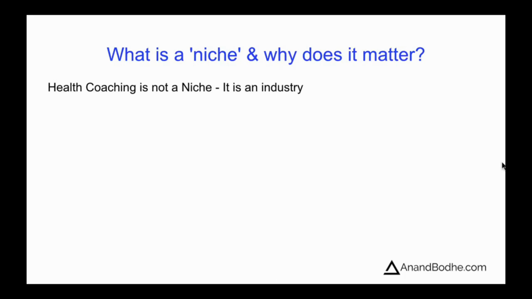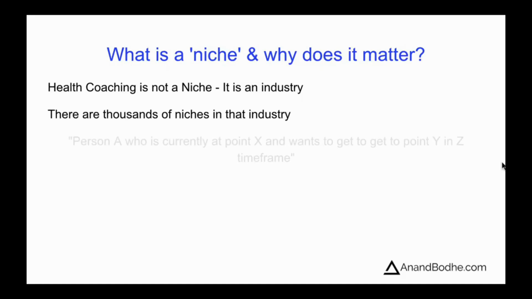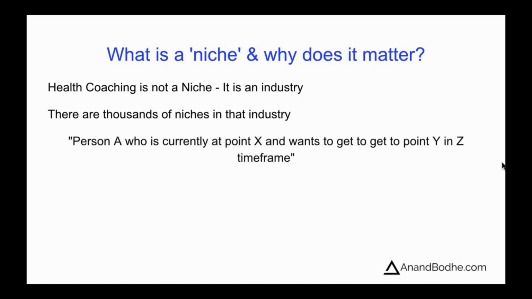Now let's take an example. Let's talk about the health coaching industry. Health coaching is not a niche really, it's an entire industry. And there are literally thousands, maybe millions of niches in that industry, right? The way to think about a niche is there's a person who's your prospect. So person A, who is currently at point X, which is their current situation, like we talked about in the gap, and they want to get to point Y. That's the desired situation. That's all there is. And preferably in a given time frame, so in Z time frame. That's how you look at a niche. That's all there is to it.